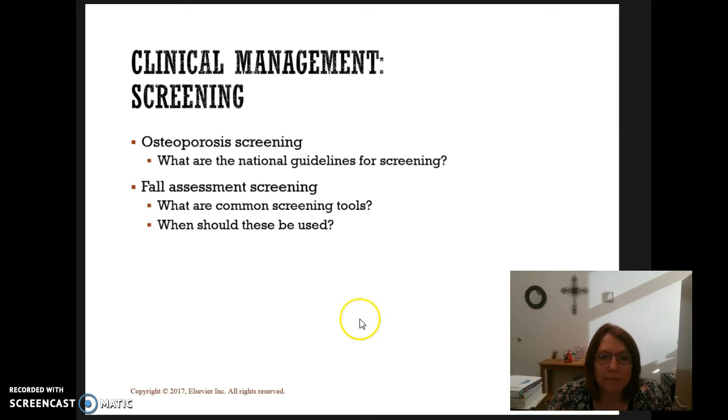And then fall assessments, you're going to learn about multiple fall assessment screens that we use. Patients are screened when they come in the hospital, when they go in the nursing homes, to ensure that they are safe.